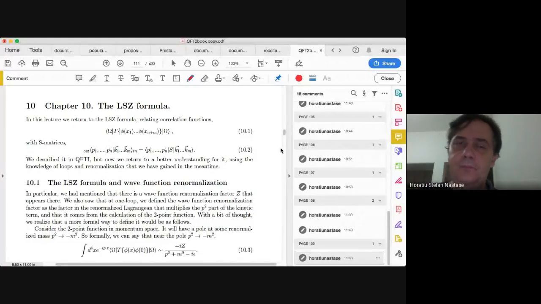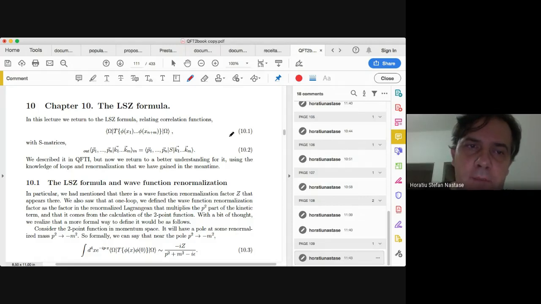All right. So today's lecture is a little bit shorter because we're coming back to the LSZ formula, as I told you in QFT1. We need to understand the LSZ formula also. To understand it better, we need to understand loops and renormalization, and that's what we'll do now.